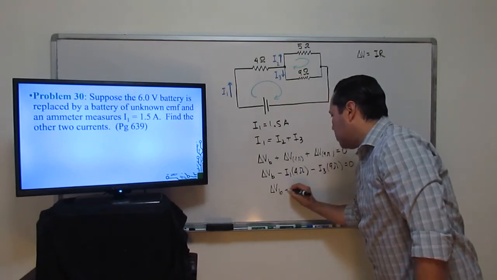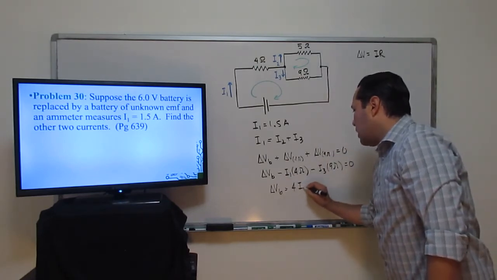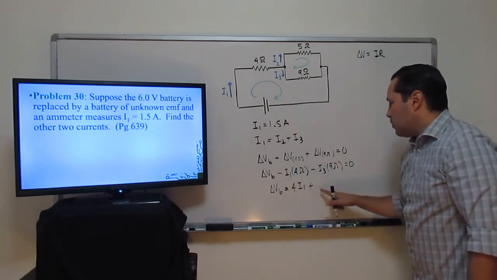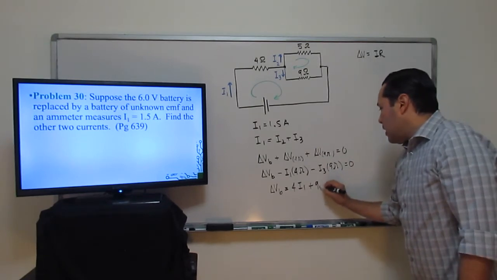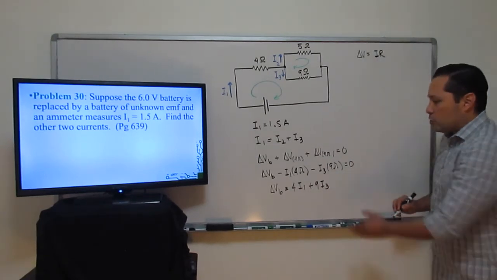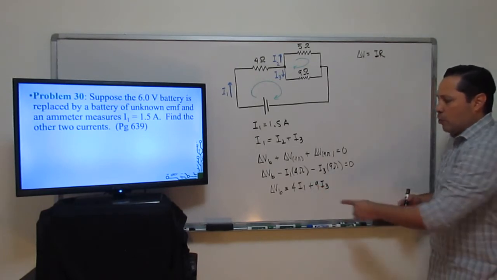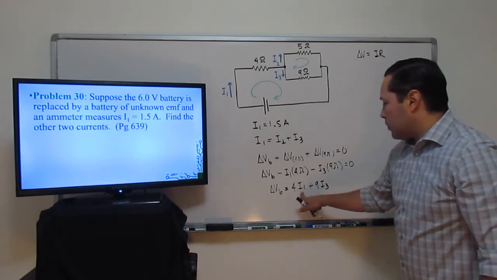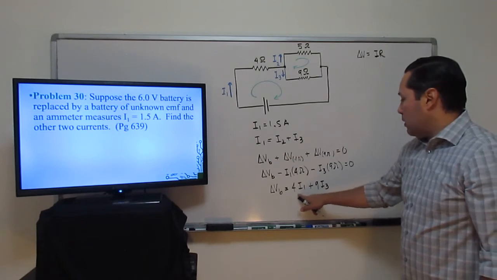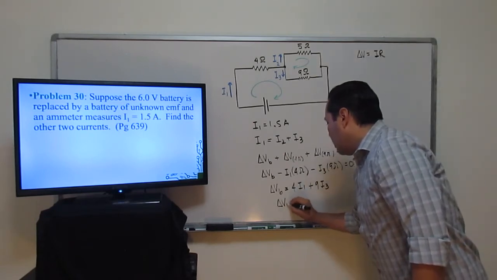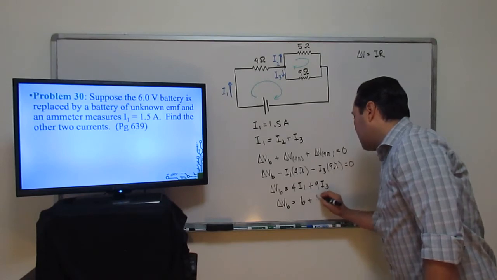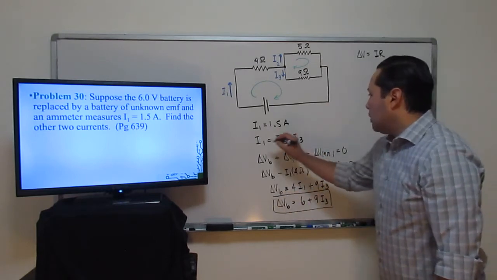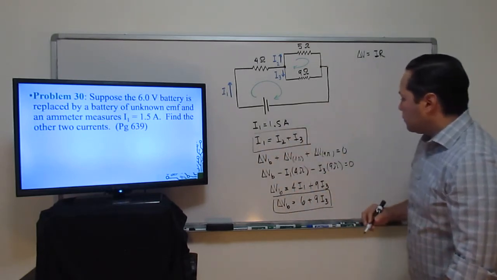For the battery, the potential difference is going to be 4 times I1. It's equal, minus, actually becomes positive because we move it to the other side. It's going to be 9I3. Alright, so there's our formula. We can flesh it out a little bit more because we do know what I1 is. It is 1.5 amperes. So substitute 1.5 amperes right here. 1.5 times 4 is going to give us 6. So delta V for the battery is going to be 6 plus 9I3. Alright, so there is one of our formulas. Here is the other.